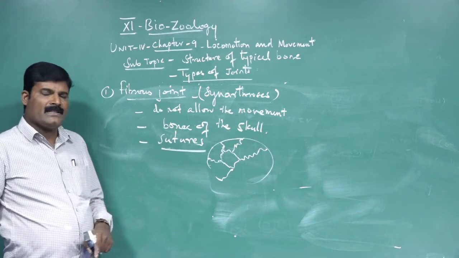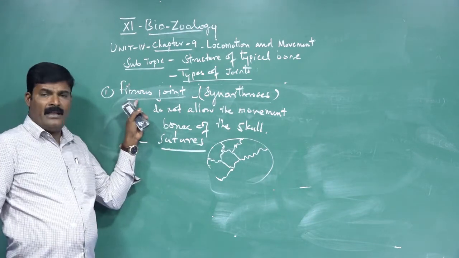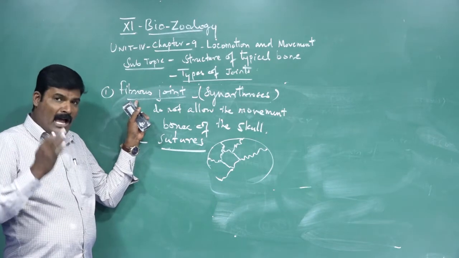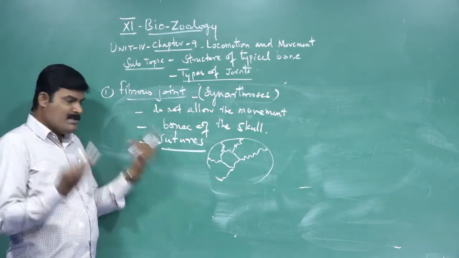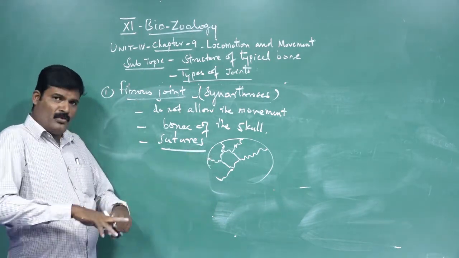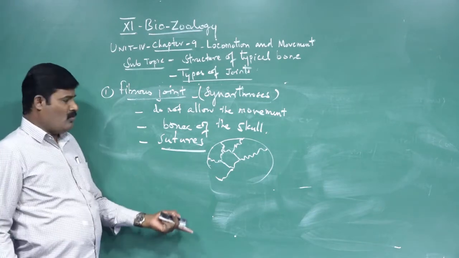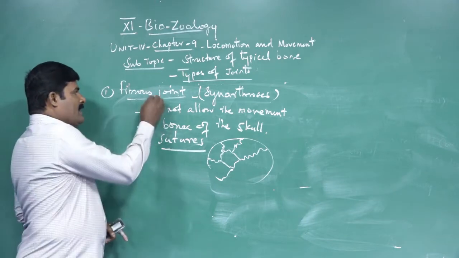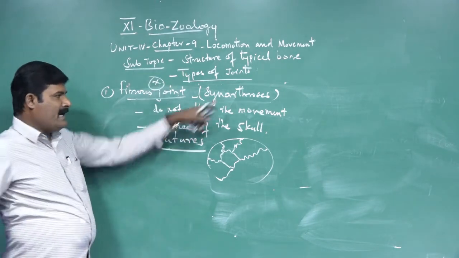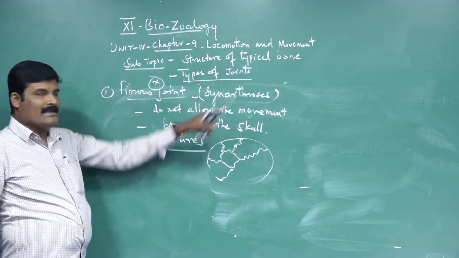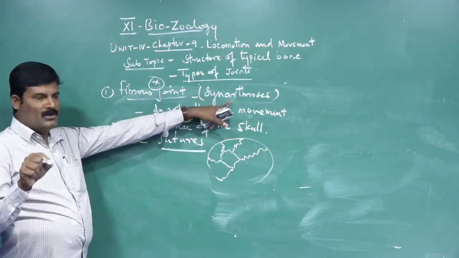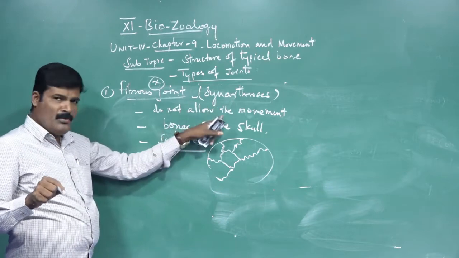This kind of joint is called what? Fibrous joint. It does not allow movement because it does not have a joint cavity. No cavity between the two bones. No space between the two bones. Hence it does not allow movement. So this is very important. This kind of joint is otherwise called what? Synarthrosis. It does not allow movement.